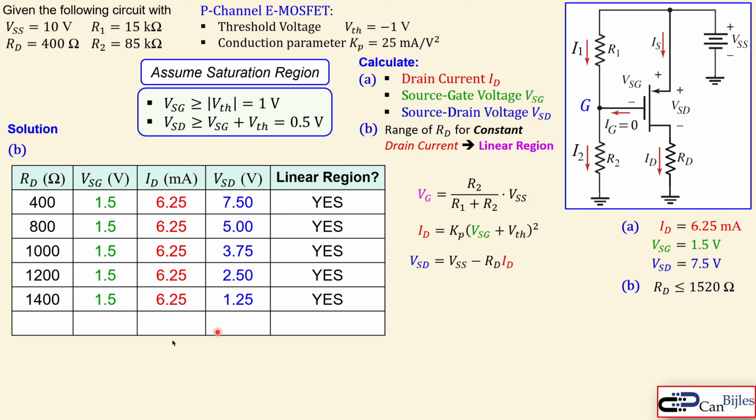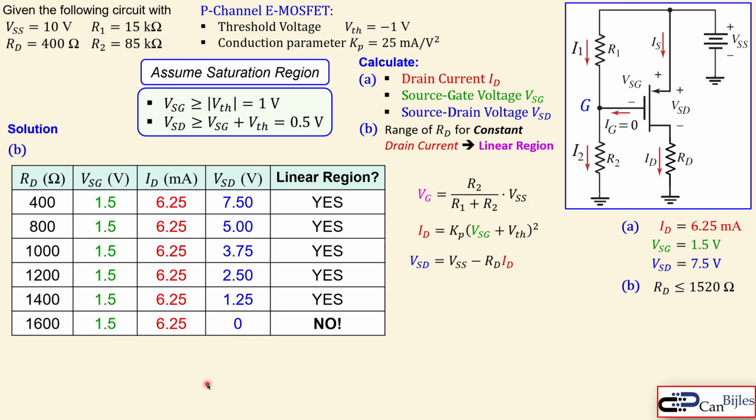So what's happening? Let's see. This is now 1.25, still above that 0.5, so the linear region is still valid. Now I need to check the next step. It will be the 1.6 kilo ohms for the RD. Now it is 1.5 still for VSG, but is this correct? ID is now 6.25 milliamps, but there is a VSD of 0. But this must be larger than 0.5, at least 0.5.